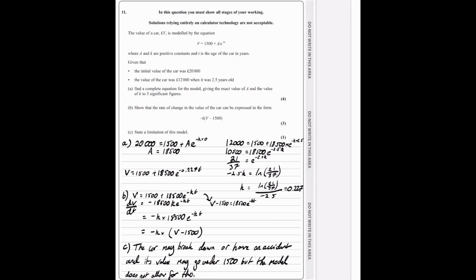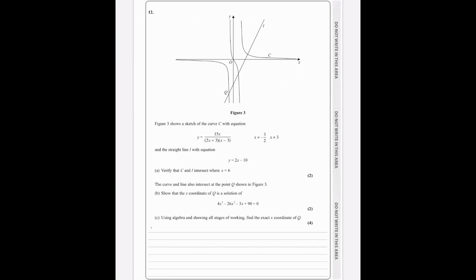Okay, on to question number 12. Question number 12, it asks us to verify, command word verify. It means you can use the fact that it's true. It's different to show that. If it says show that, you cannot.